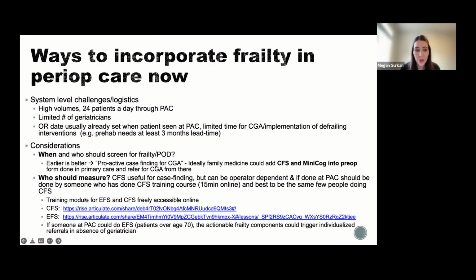So if someone is going to measure the CFS or, for example, the Edmonton Frail Scale, I put the links here for these freely accessible training guides. The CFS one, I think, is pretty quick, like 15 minutes or so. The EFS one is a little more extensive. So someone is doing this. We just want to make sure there isn't that operator dependence, that it's ideally the same handful of people doing these things on a fairly regular basis.